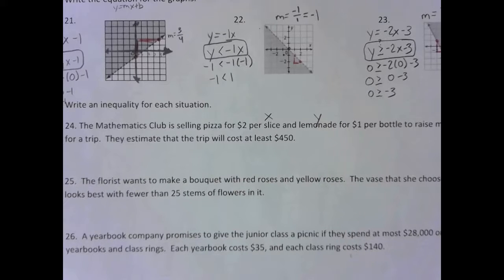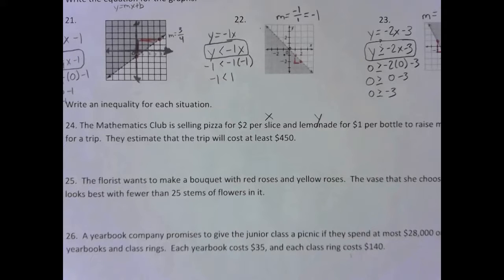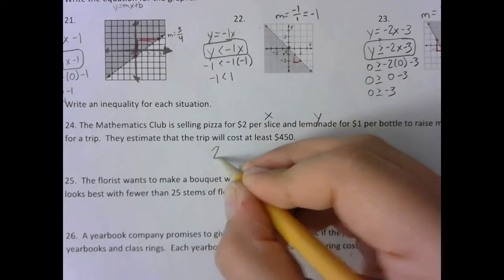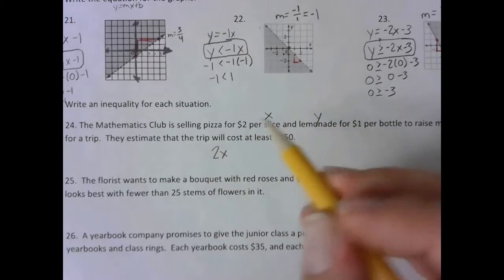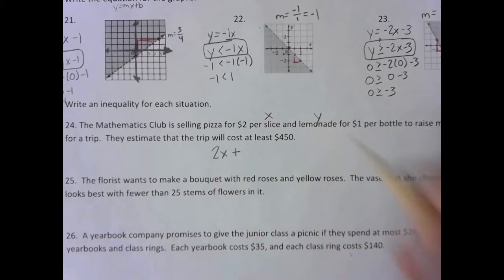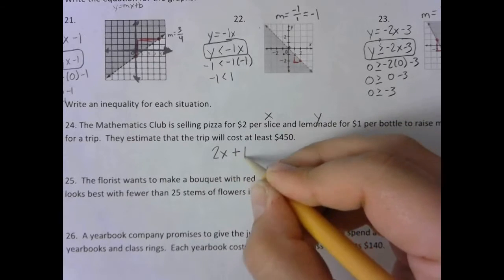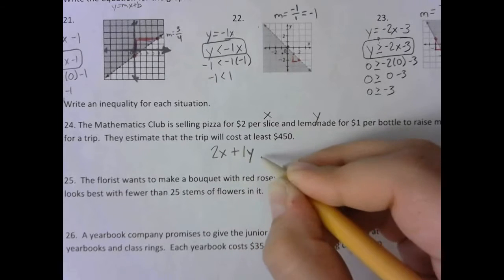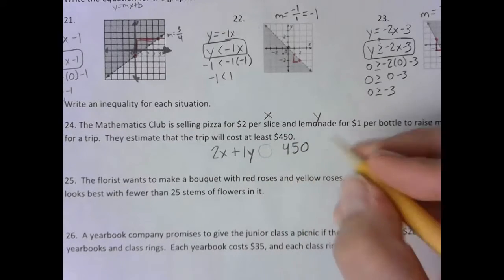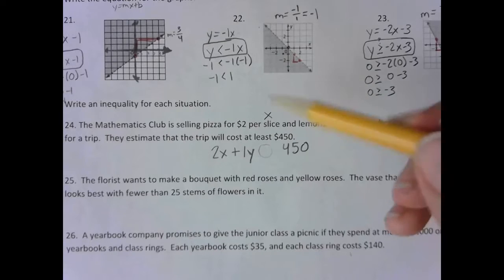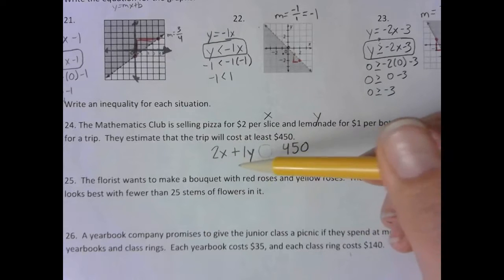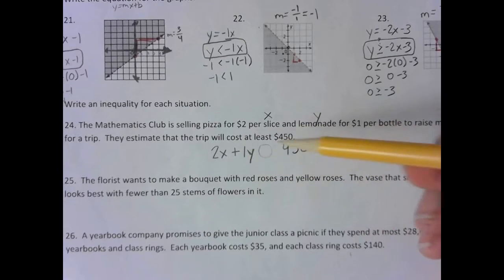That means we need to see how much money they make. It's going to be $2 times the slices they sell. That'll tell us how much they make by selling pizza. We need to add that to how much they make by selling lemonade. So it's going to be $1 times however many lemonades they sell. So 1 times Y. And we need to compare that number to $450. Well, we want this number to be pretty big. We want to make lots of money. So we need this to be bigger than $450.